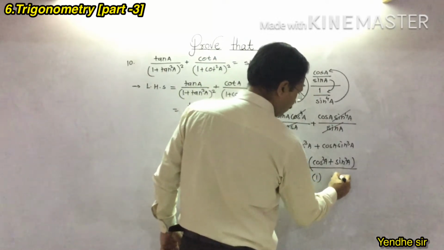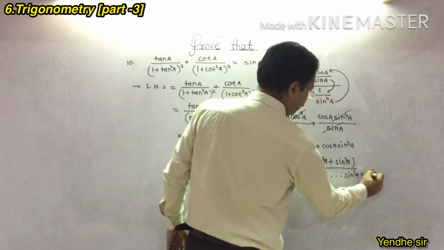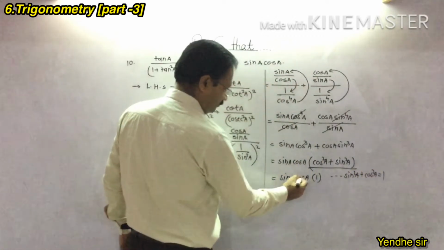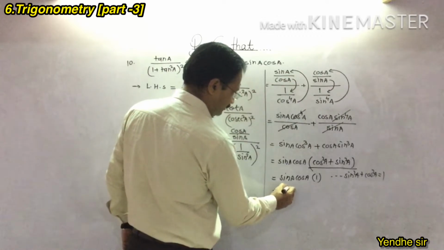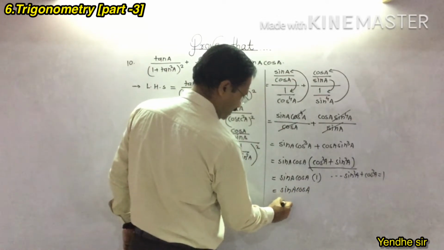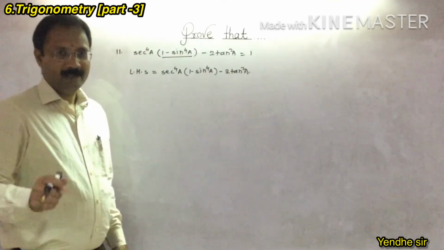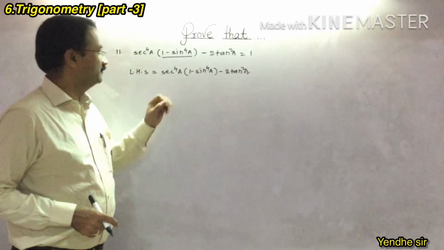And here you have to give the reason. Sin square A plus cos square A equals 1. See, if you multiply by this one, you will get sin A cos A. And this is our RHS.